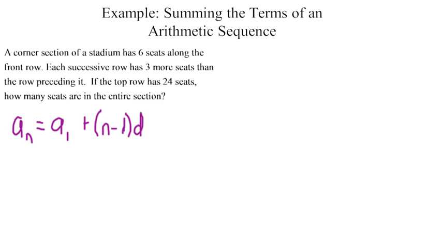Now we can fill in the values we know. A sub n, we know that value is 24, that's the last row. There's 6 seats in the first row, plus, we don't know what that n value is, that's what we're looking for. But the common difference each time, if they're increasing by 3 seats each time, the common difference is 3.